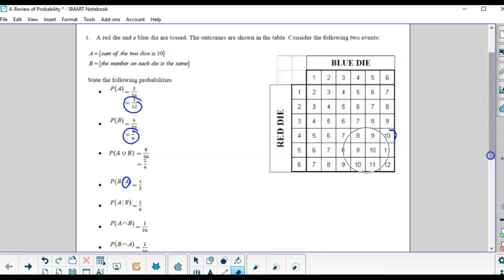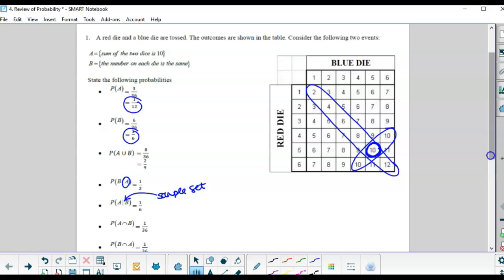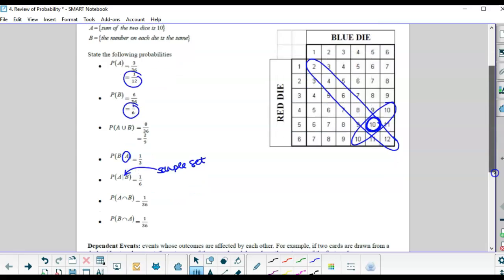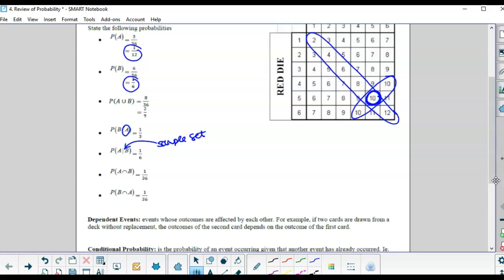Then vice versa, probability of A given B. B is the number is the same, that's all of those. And probability A is the sum of the two dice is 10. Well, there's just 1. So 1 out of 6. So basically this is your new sample set. Okay, intersection. Where do they intersect? That's that 10 right there. So that's 1 out of all of them, 36. The order of showing the intersection doesn't matter, right? These are the same. So just realize that.